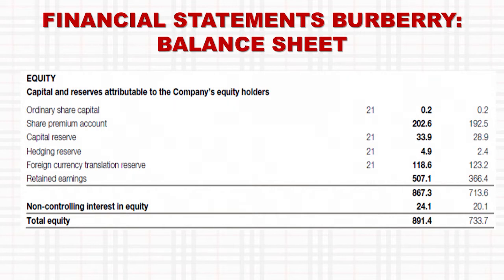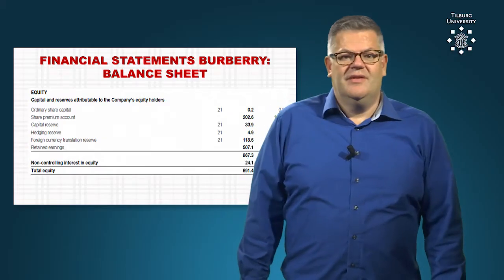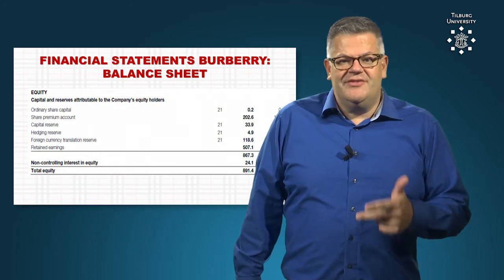Sometimes we win in regions outside the British pound. Sometimes we lose some. And then finally we find out the retained earnings. That is all the profit we made over the last few decades and years put together, minus the dividend we paid out. And then we get a non-controlling interest in equity.